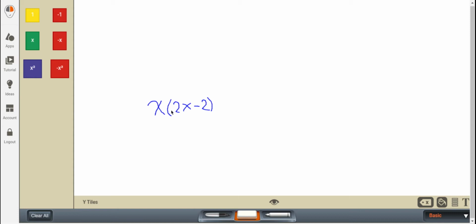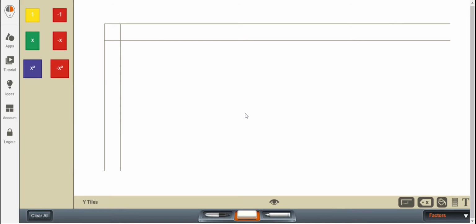So this is how we're going to do this using our Braining Camp application. I'm going to come here and look at something called factors. And then that gives me this frame. Unfortunately, I erased my question, but I'll write it again. It was x multiplied by 2x minus 2. And do notice the brackets. This means that this x multiplies everything inside the bracket.